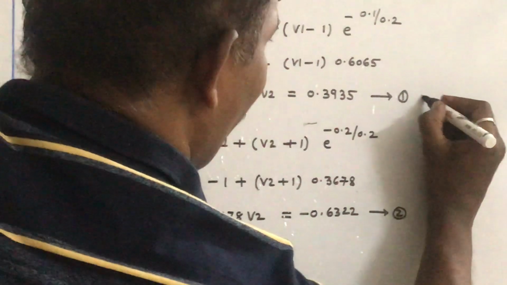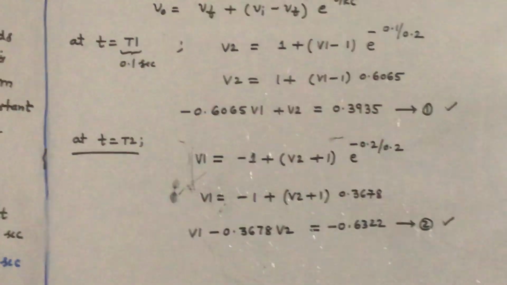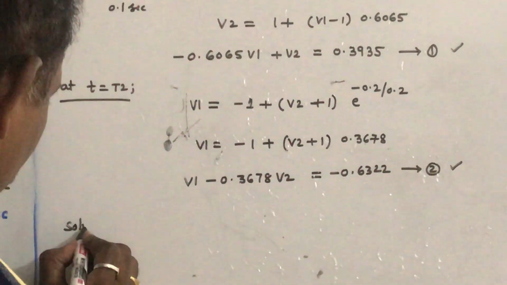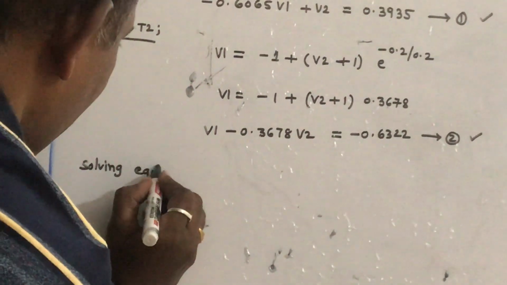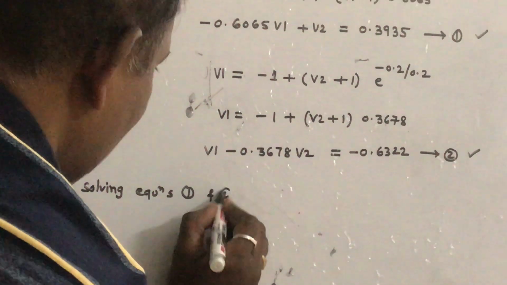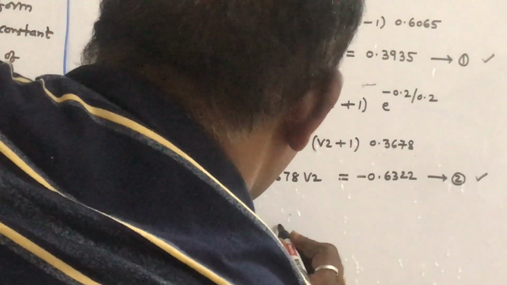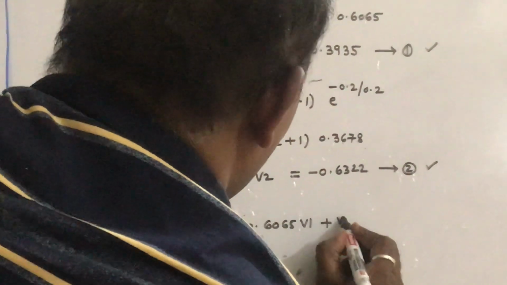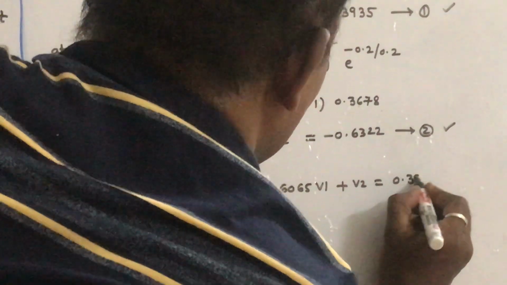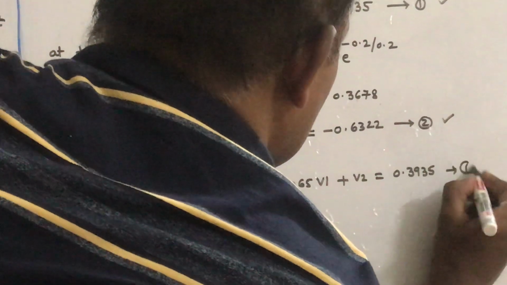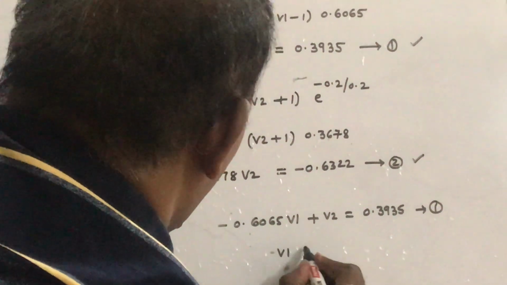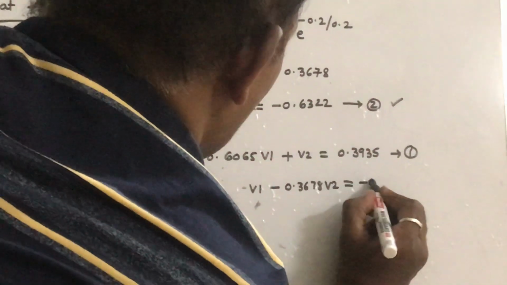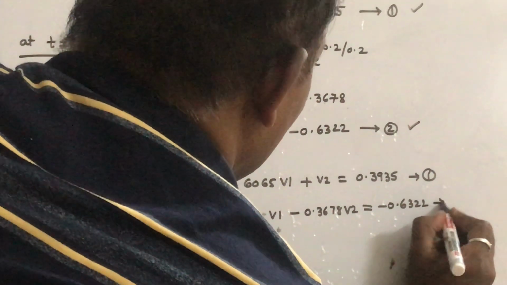So you get two equations. Remember that this is equation 1 and this is equation 2. Solving equations 1 and 2, I am rewriting these two equations together. Minus 0.6065 V1 plus V2 is equal to 0.3935, that is equation 1. And equation 2 is V1 minus 0.3678 V2 is equal to minus 0.6322.